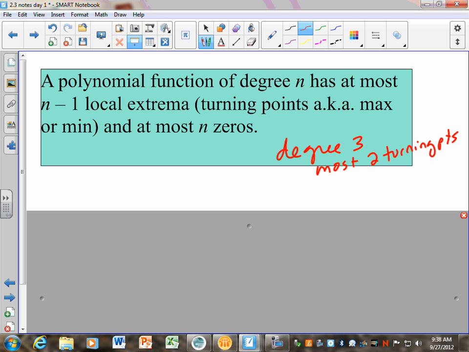And also it has at most n zeros. What's a 0 on your graph? Where it crosses the x-axis. So zeros are like x-intercepts, and I hope that we're all aware of that. So if you know the x-intercepts and you know how many turning points it has, just by looking at the degree, you already have a good start on that graph. So that's kind of a nice thing, right?